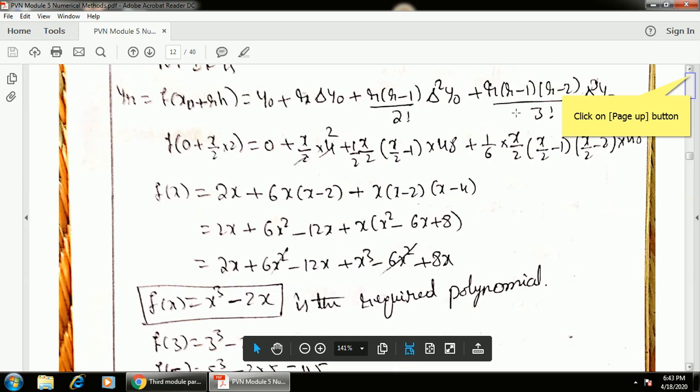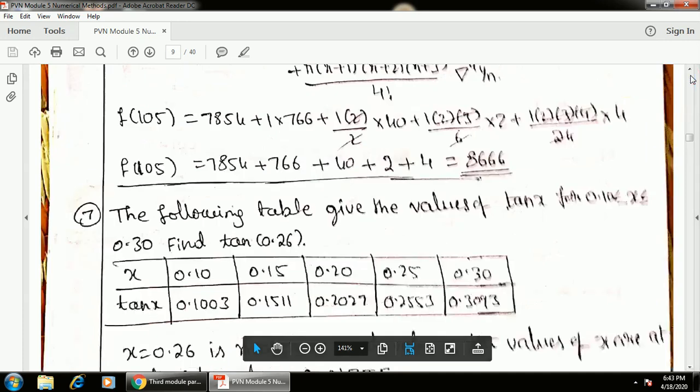If you want, you can verify whether this is right or wrong. Just substitute the values of x and find out the corresponding value of y.